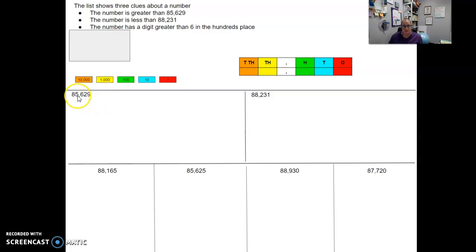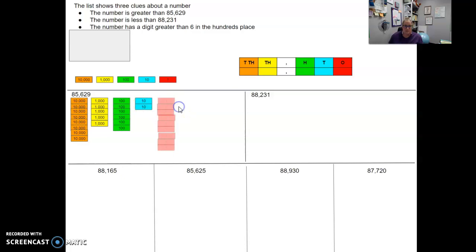So the first one we're going to do is 85,629. So I have 8 groups of 10,000, 5 groups of 1,000, 6 groups of 100, 2 groups of 10s, 9 groups of 1. And when I write that in expanded form, it would be 80,000 plus 5,000 plus 600 plus 20 plus 9.